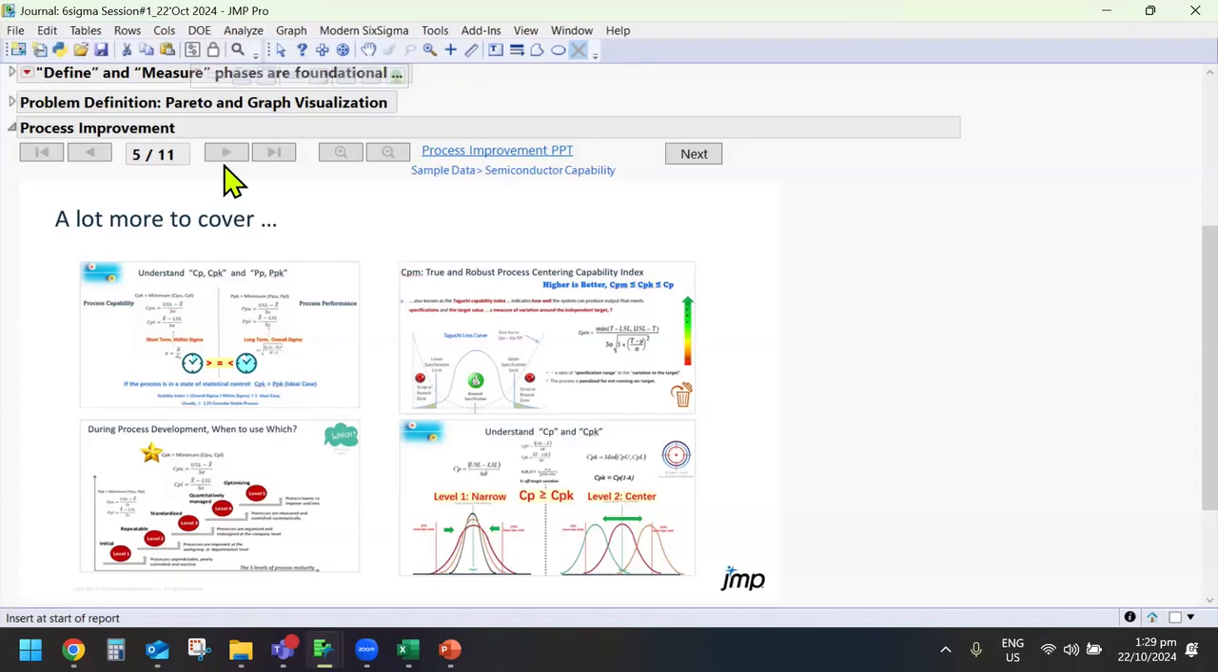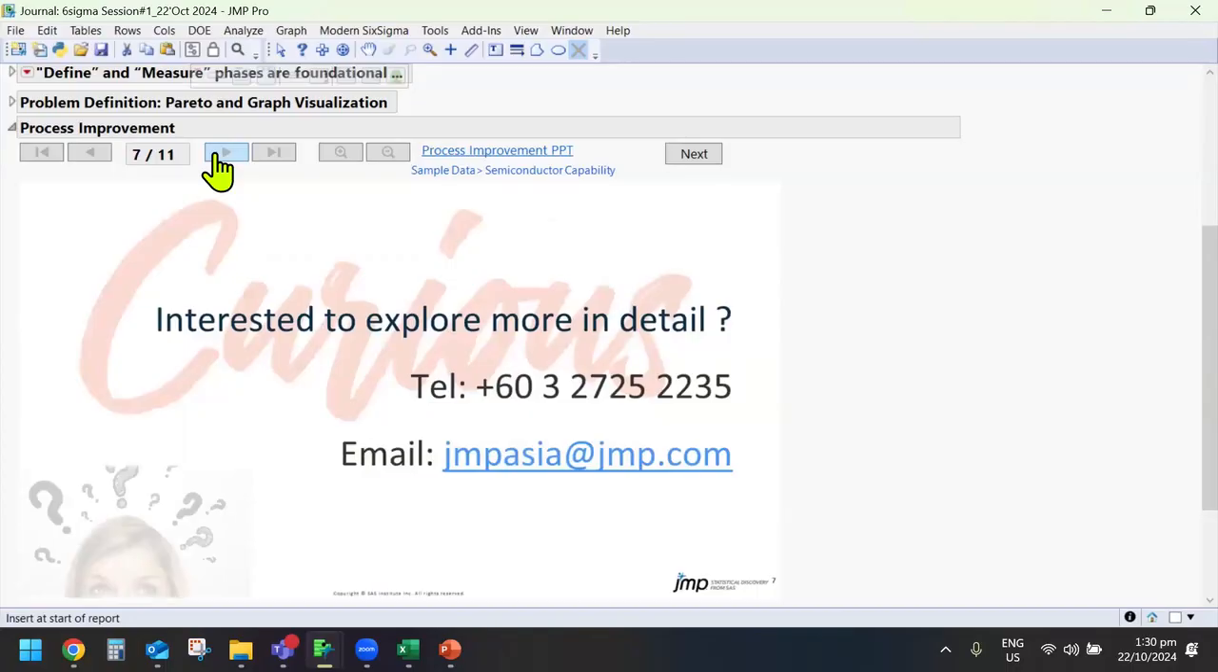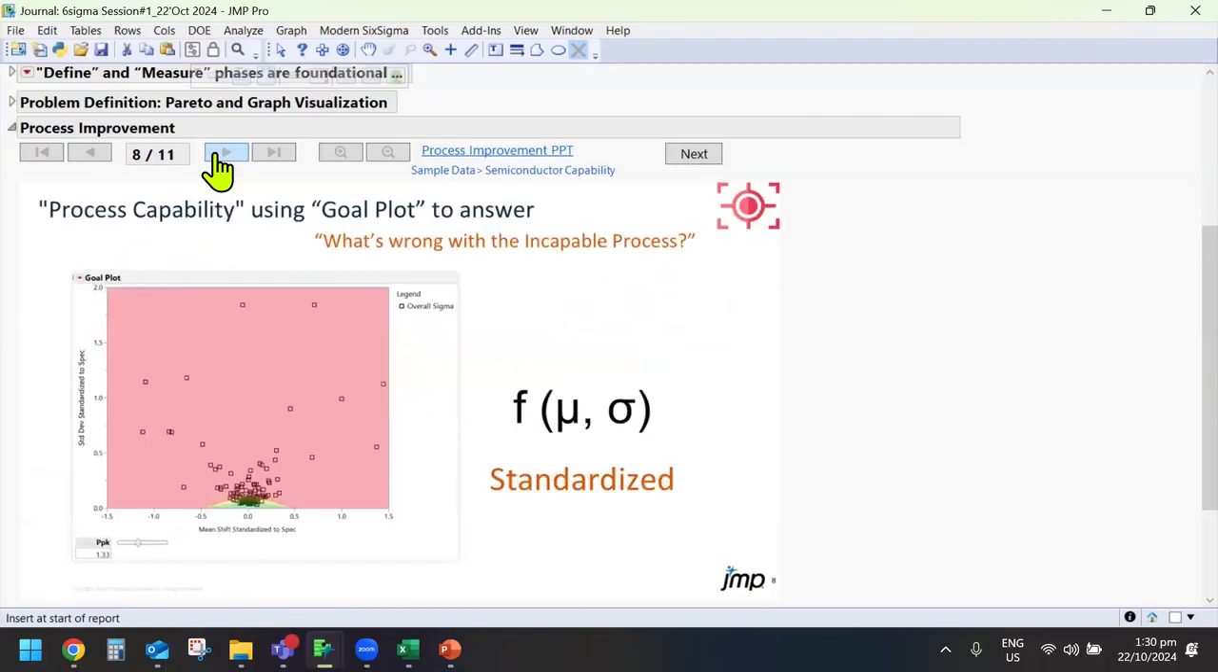But for today's session, I will use CP/CPK or PP/PPK interchangeably, okay? So you also have a process performance graph. We also have some others, but we will not cover that part.